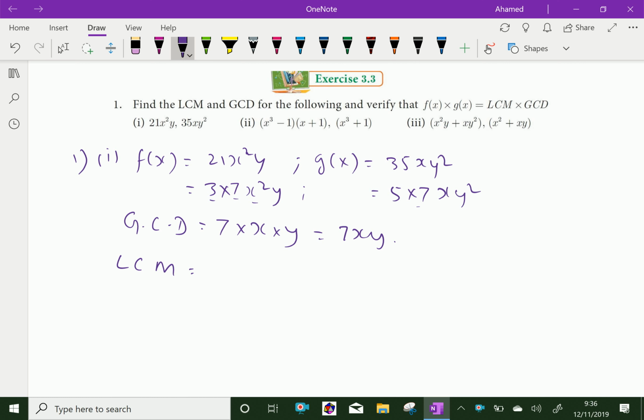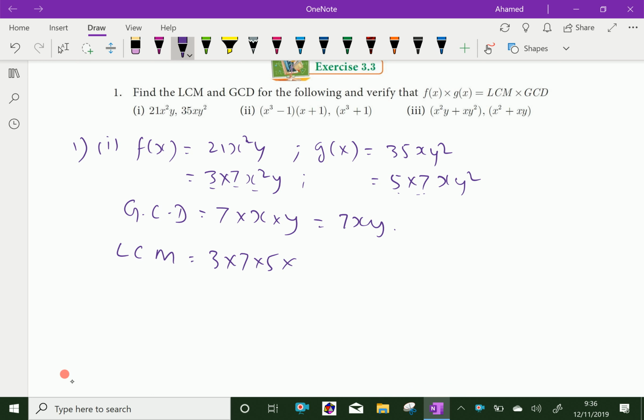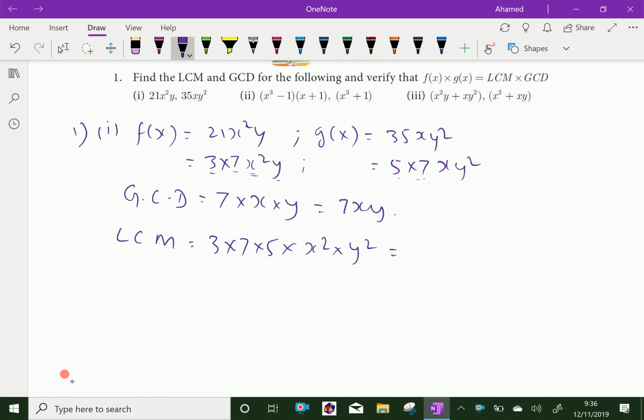Now LCM is, here for 3 into 7, 3 into 7. Here 5 into 7 is there, we have to write 5 because 7 is already written, and x square and x, highest power is x square, and y square is y square, so which is equal to 3 into 7 is 21, into 5 is 105 x square y square is the LCM.